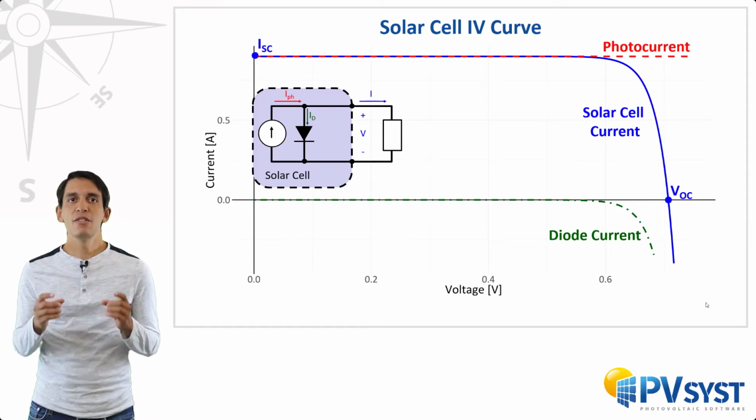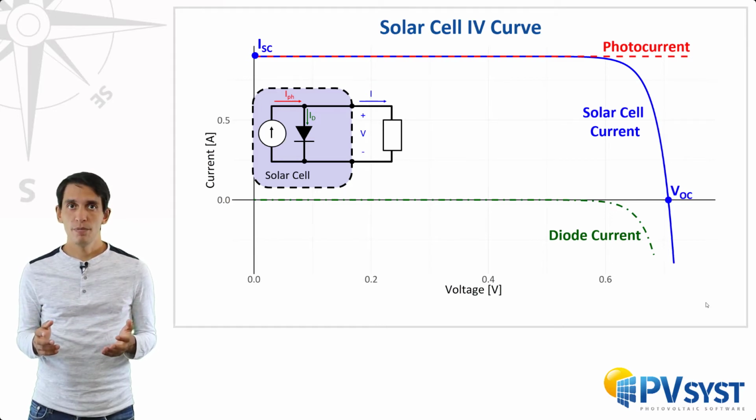The second one is the short circuit current, named ISC. It is the current generated when the terminals are short-circuited. This corresponds to the photocurrent.